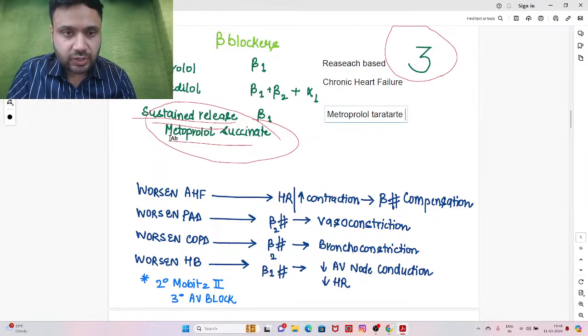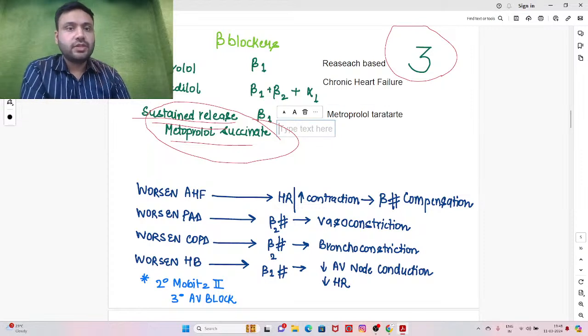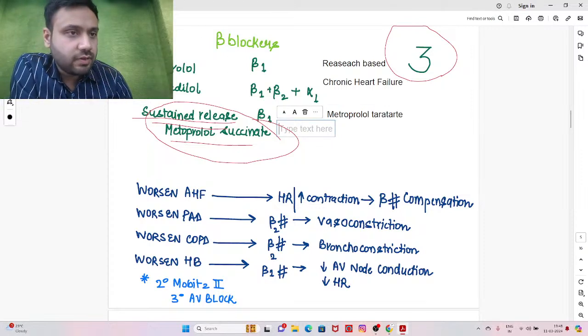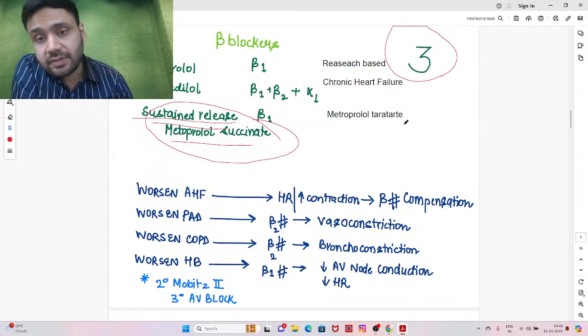Because it is metoprolol succinate that has been approved for heart failure, that has been tested. It's not metoprolol tartrate, right? So yes, bisoprolol is a beta 1 blocker. So where are these beta 1 receptors? They are present on the heart.